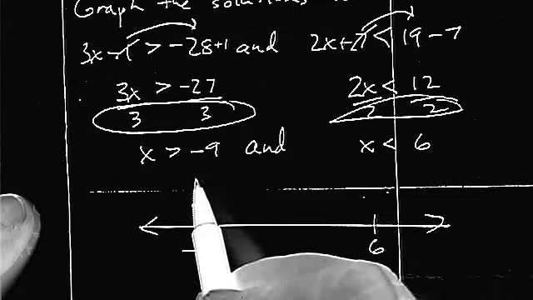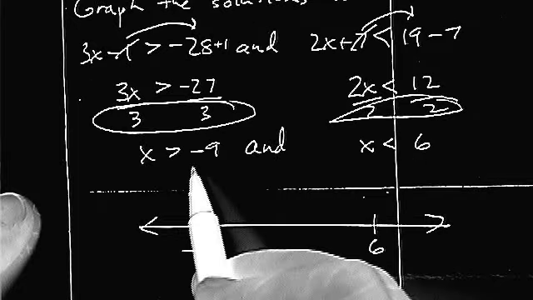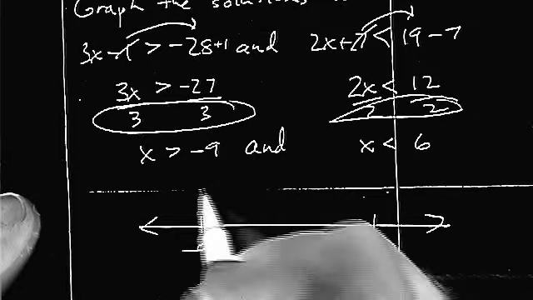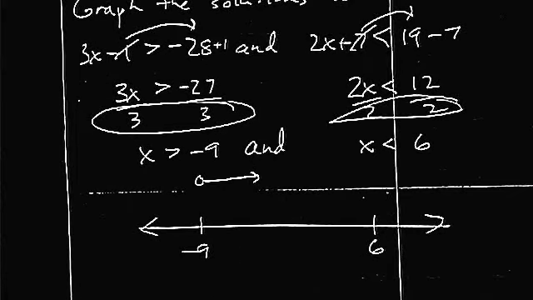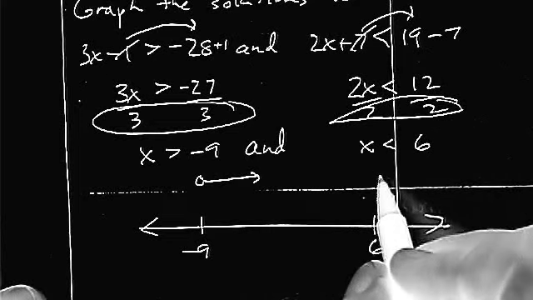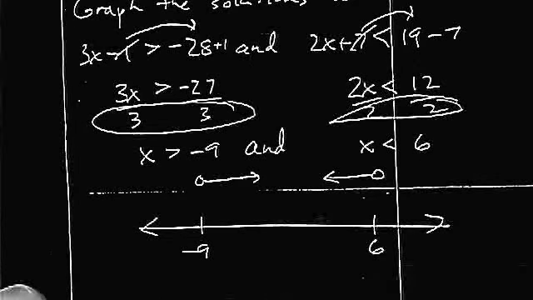Above the number line, I'm going to actually do each individual part. So greater than negative 9, that's an open circle and an arrow to the right. Whereas less than 6 is an open circle and an arrow to the left. Obviously, you can see that these two groups are overlapping.